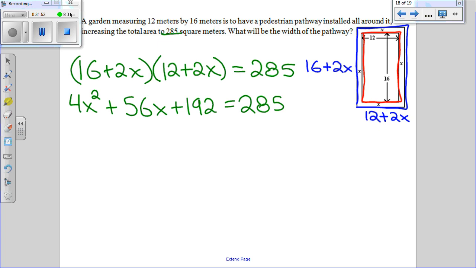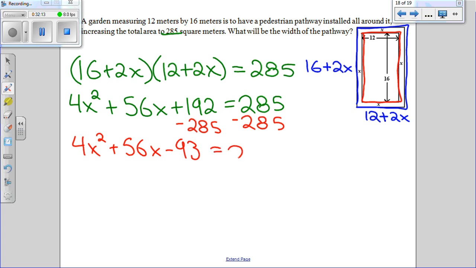When you do that, you get 4x squared plus 56x minus 93 equals 0. There's a quadratic in general form. You can choose any method you want to solve it. If that's me, and I look at that question, I'm not going to try to factor it. It might factor beautifully. I don't know. It might not factor at all. So what I'm going to do is solve this quadratic with one of my other methods. Box method is off. So then I'm going to do quad formula, or I'm going to graph it and find my x-intercepts. Either way works. Okay?